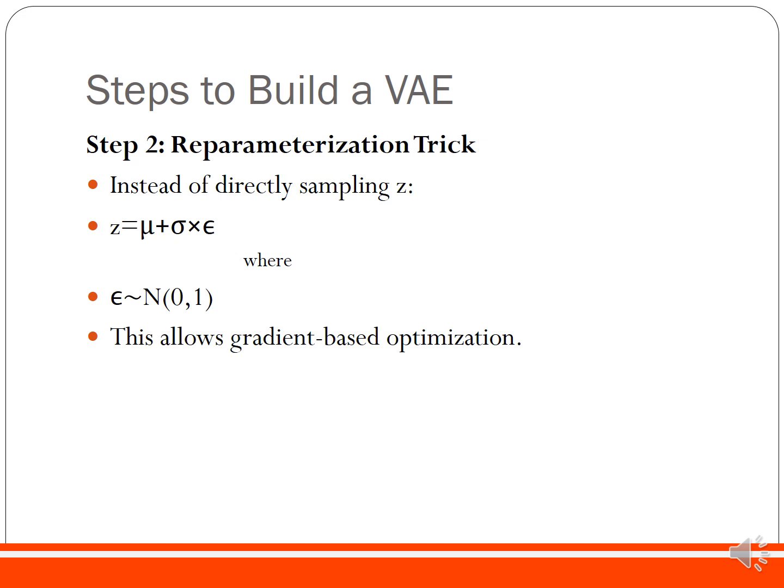Next comes the reparameterization trick, which is one of the most important concepts in VAE. Instead of directly sampling the latent vector, VAE uses the equation Z equals mu plus sigma times epsilon, where epsilon is randomly sampled from a standard normal distribution. This technique allows gradient values to flow during backpropagation, making the model trainable using gradient descent.